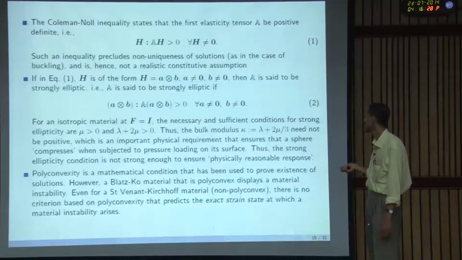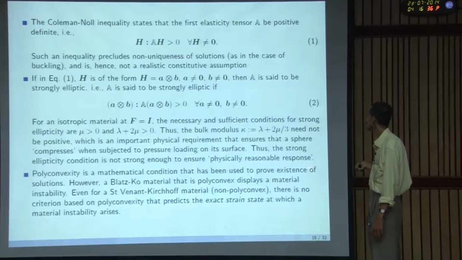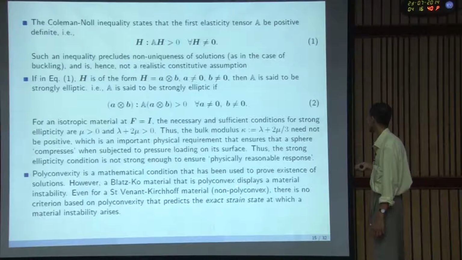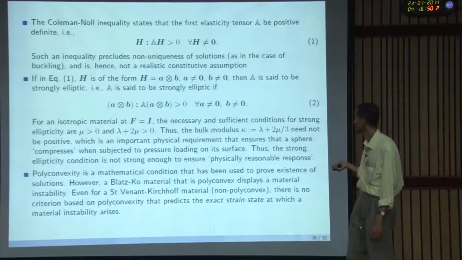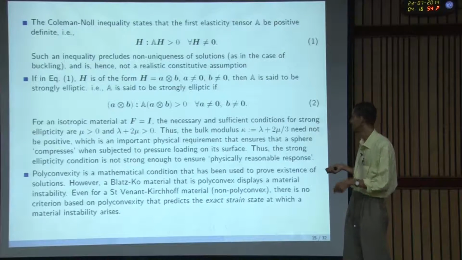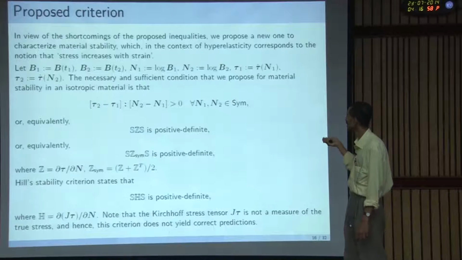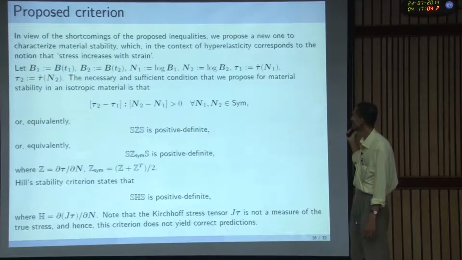And here what we find is that if you take this large-stretch material, people have shown in the literature that it is polyconvex. However, it displays this material instability, again in the same sense that the stress decreases with increase in strain. And even for a Saint Venant material, which is known to be polyconvex, there is no criterion based on polyconvexity that predicts the exact strain state at which the material instability arises. So those are all the existing criteria. There are some more, but I will not discuss those in view of the time restrictions.